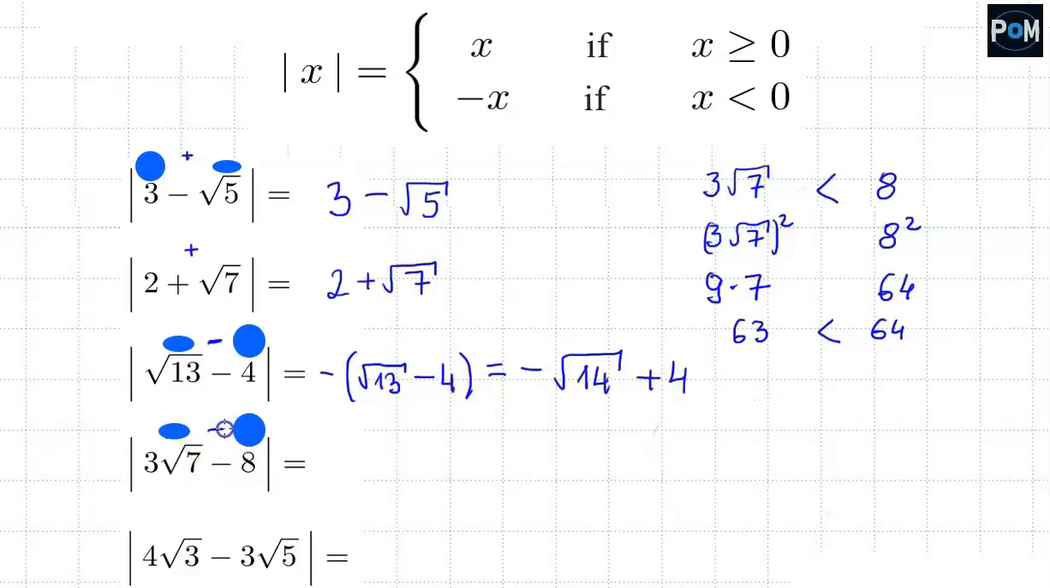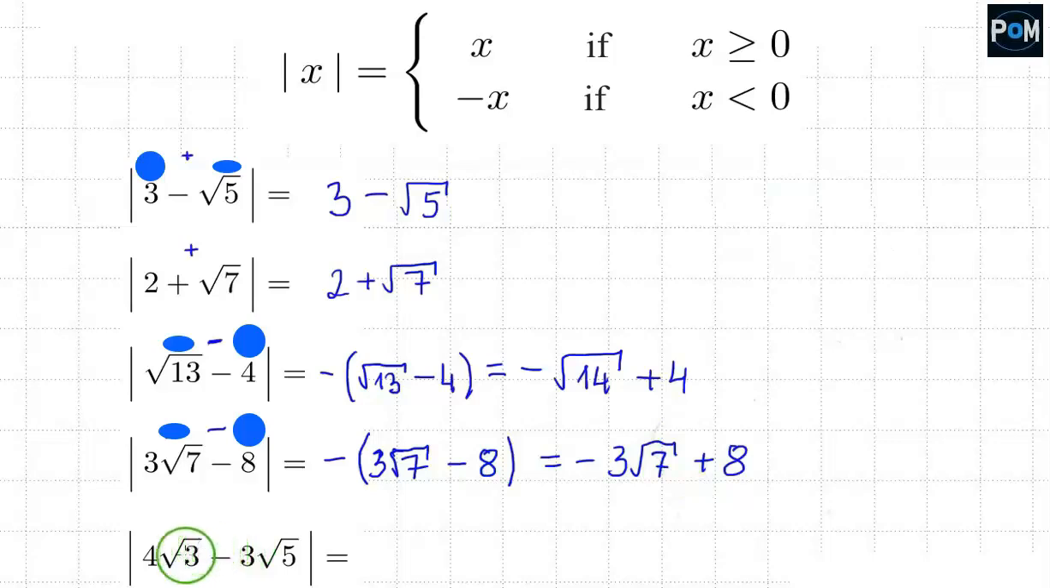And since that's the case, we write down this middle part: 3 times the square root of 7 minus 8. Since the inside of the absolute value was negative, we must also have a negative result here. Everything will be with a minus. We drop the parentheses and get minus 3 square roots of 7 plus 8.